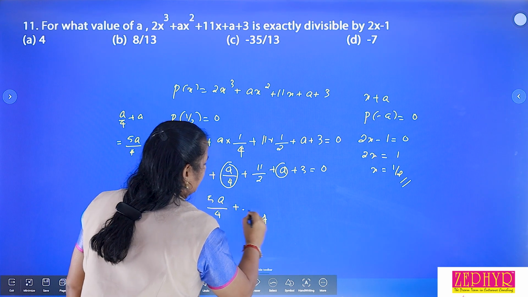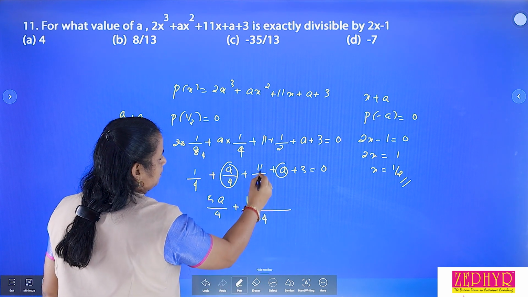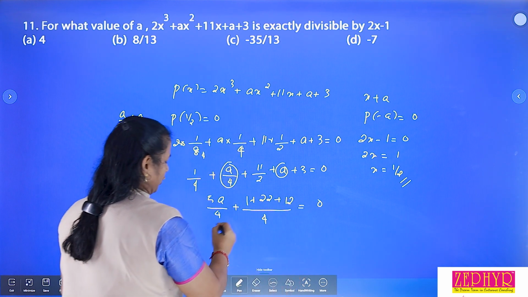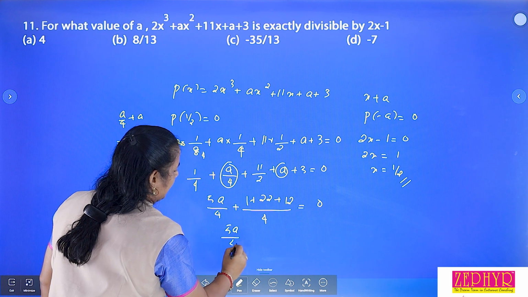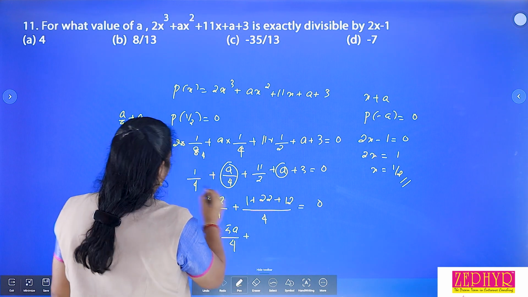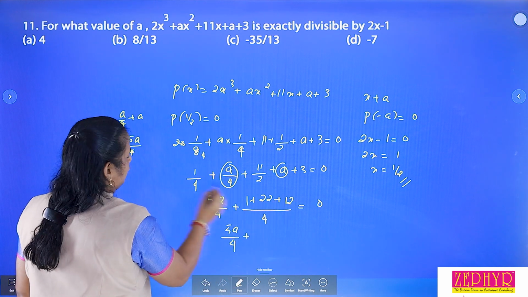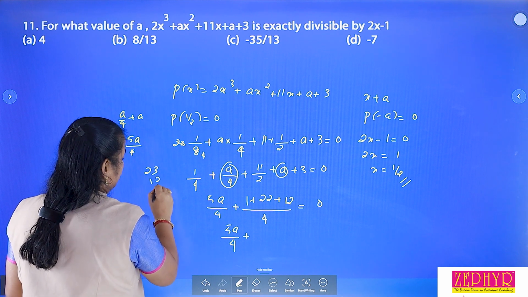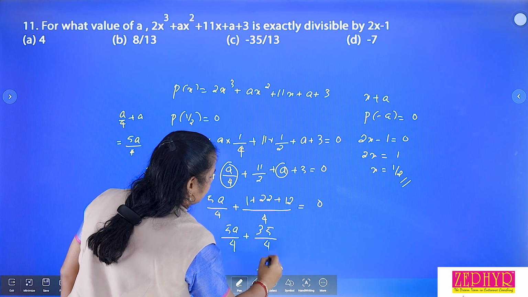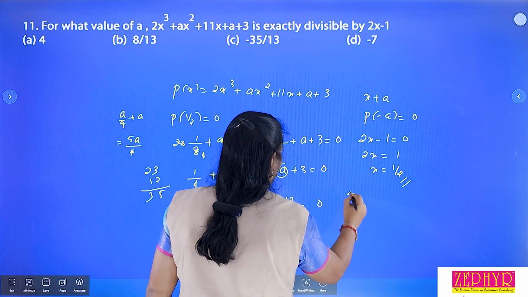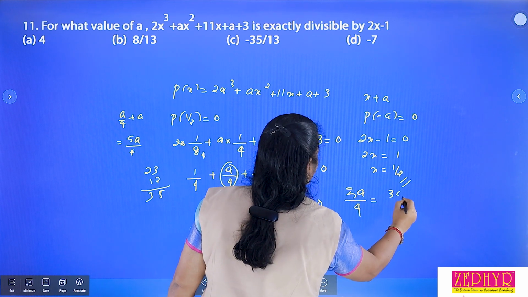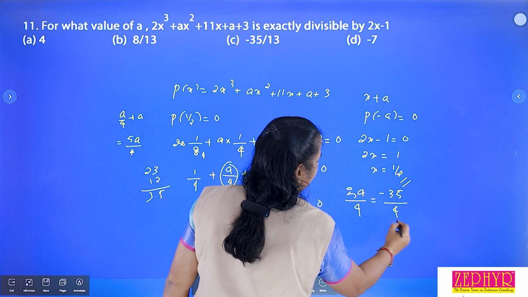Take 4 as the common denominator. It is (1 plus 22 plus 12) by 4, and that is equal to 0. So it is 5a by 4 plus 35 by 4, that's equal to 0. So 5a by 4 is equal to minus 35 by 4.